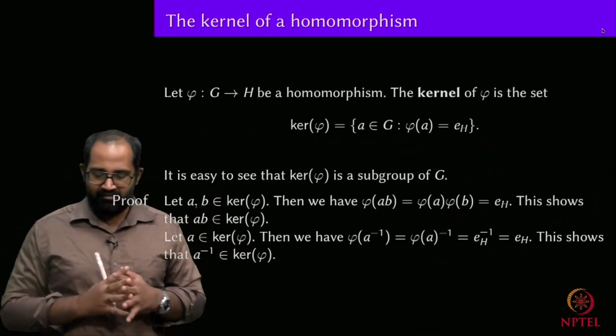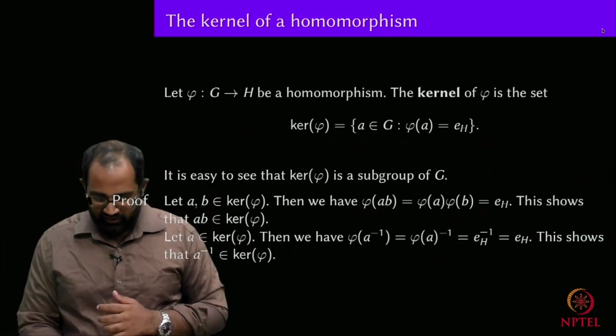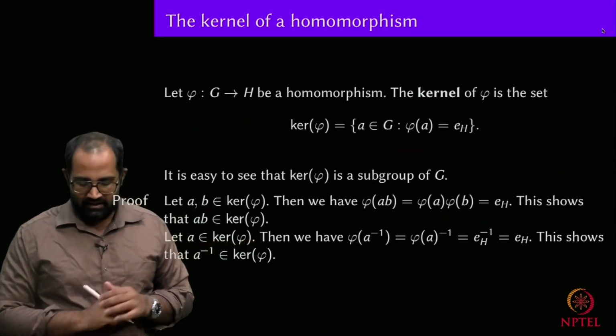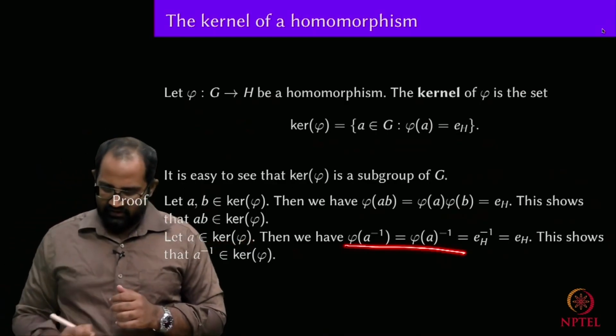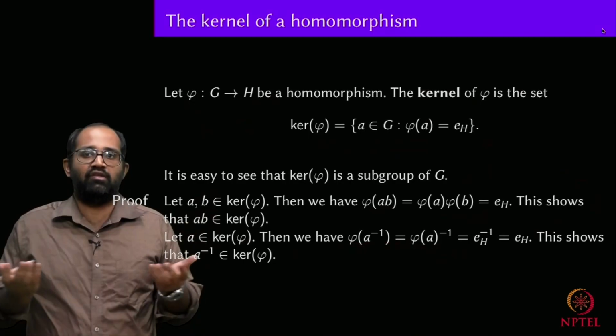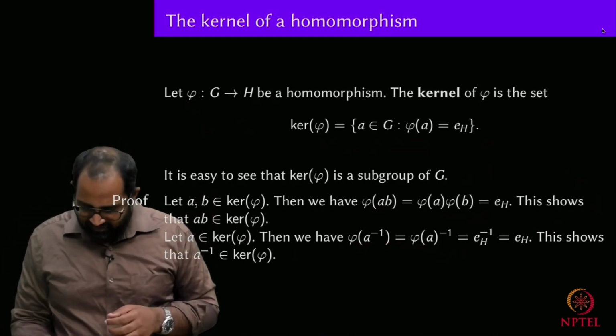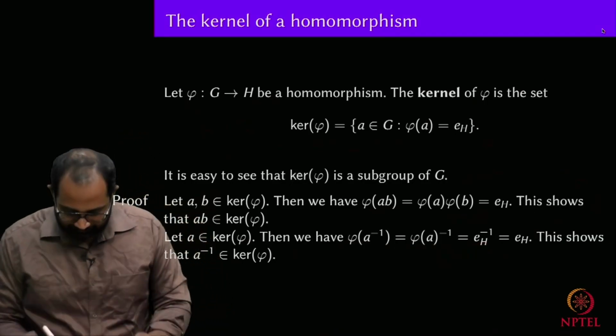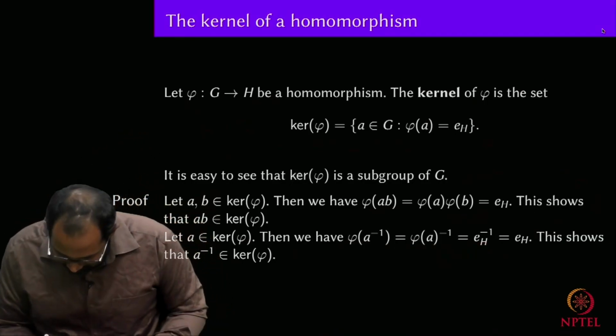So, we are going to be fiendishly clever. What we are going to do is we are going to start by taking an element A in the kernel, then phi of A inverse is phi of A the whole inverse, because it is a homomorphism, which is Eh inverse, which is Eh.